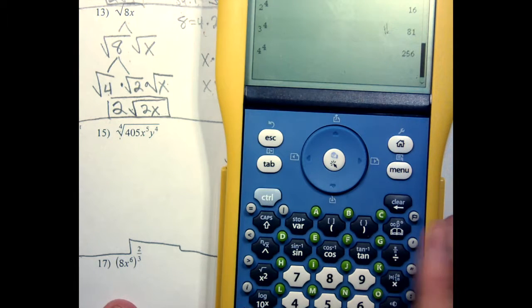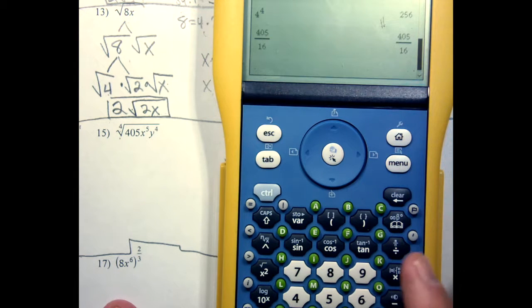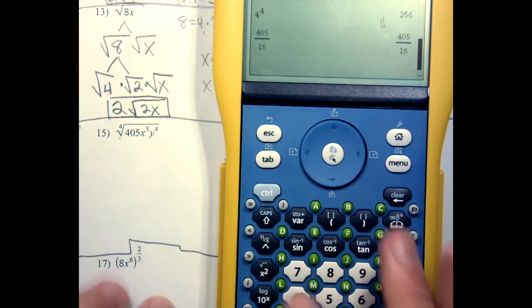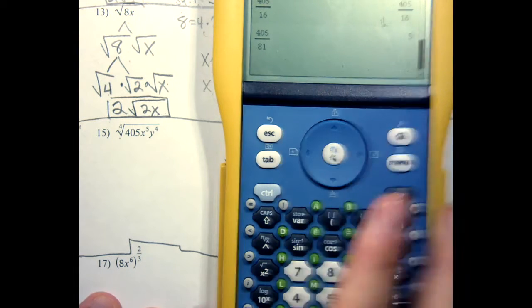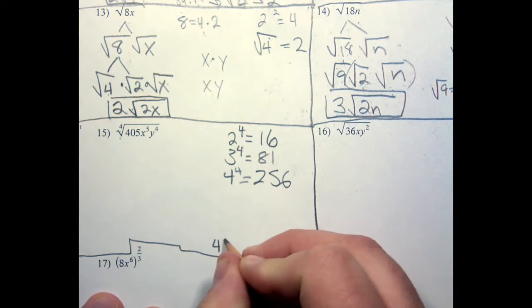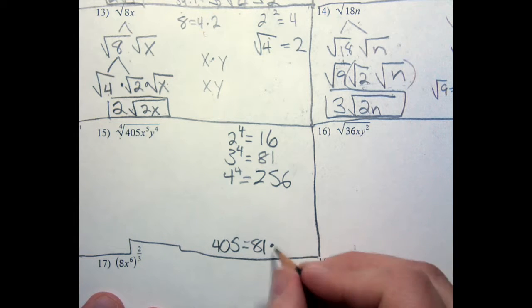So I'm going to check and see 405 divided by 16. Nope, that didn't work. I know it does. Just give me a second. So if I say 405 divided by 81, it's 5. So what I found was, on my calculator, that 405 is equal to 81 times 5.